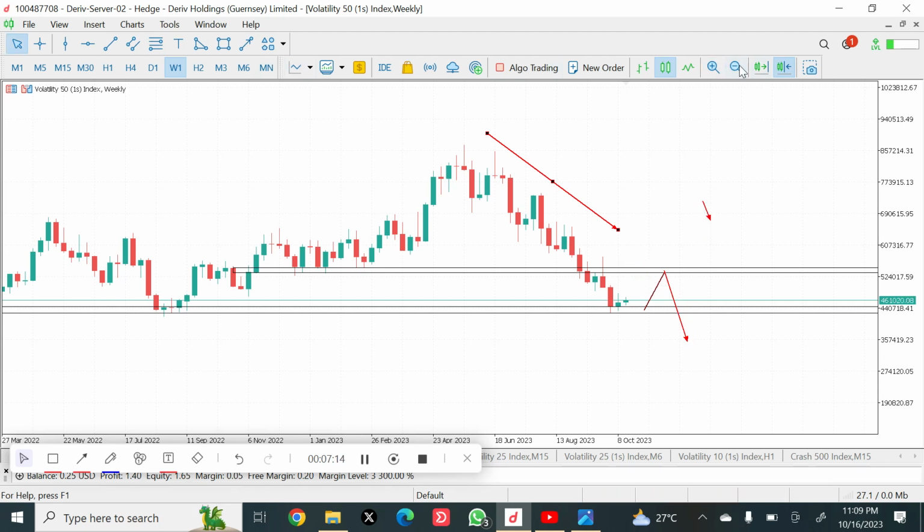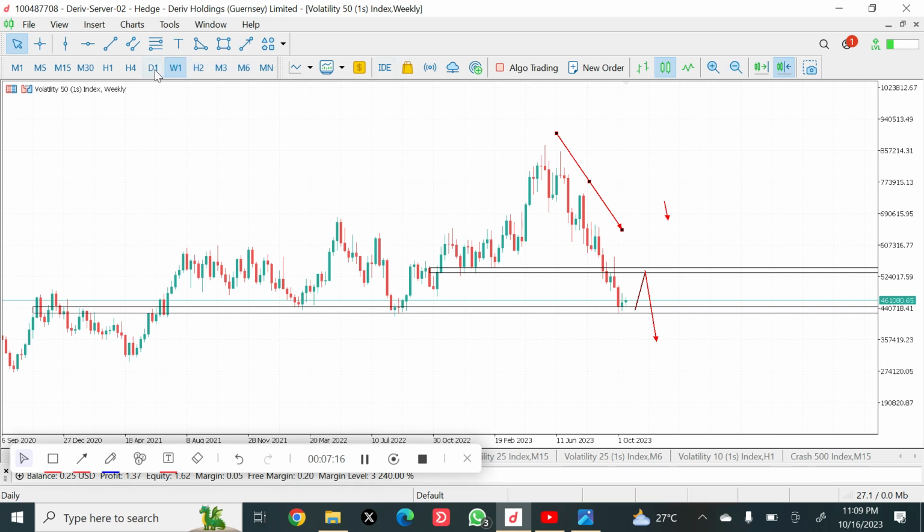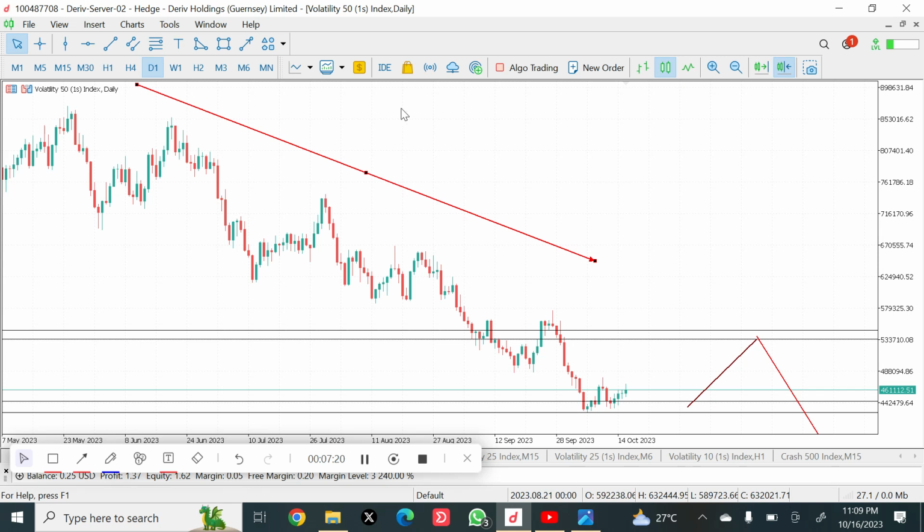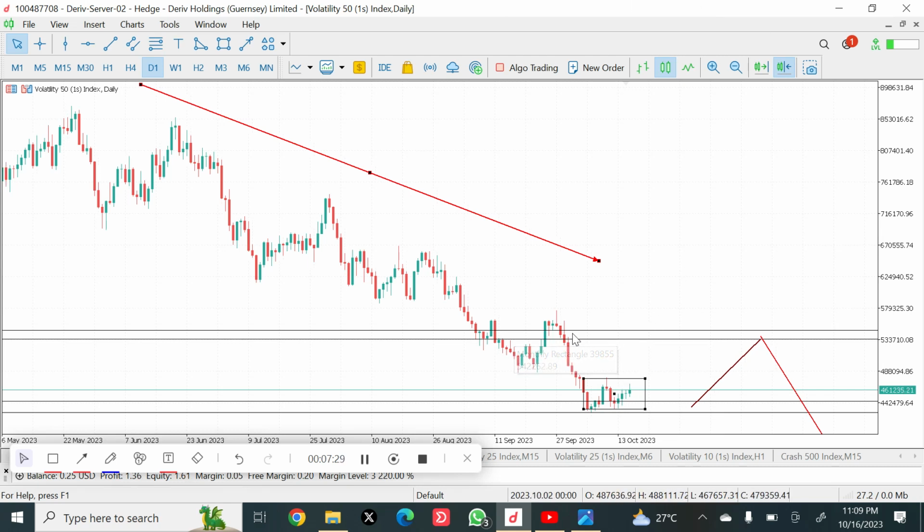So going down a step further to the daily time frame. On the daily time frame, we can see some bullish reaction right at this spot, and the target is to push right into this particular zone, right at this spot.